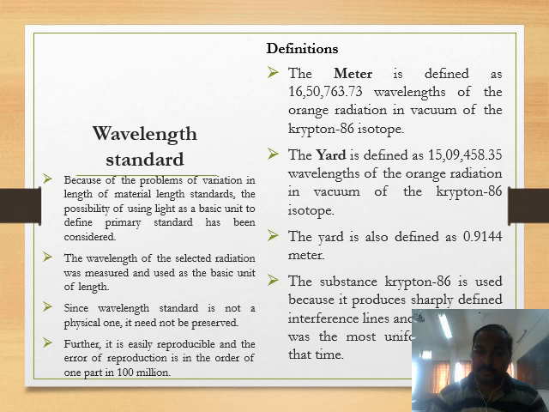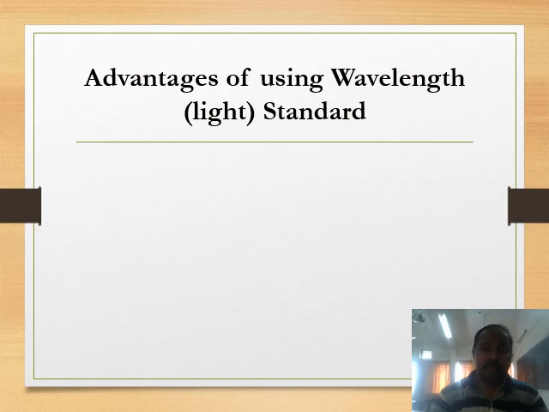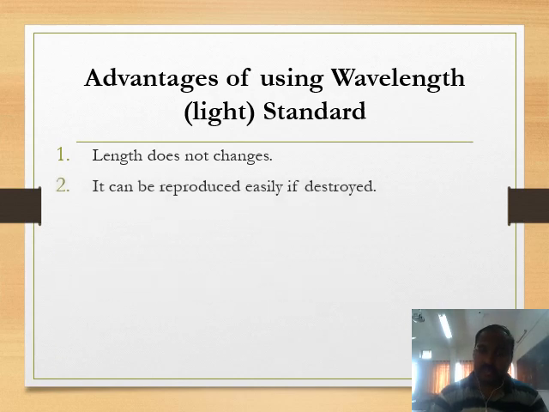The substance krypton 86 is used because it produces highly sharp, well-defined interference lines, and it gives almost the most uniform light throughout. Advantages of using a wavelength standard: the length does not change, and it can be easily reproduced even if it is destroyed. Let me say a source of krypton 86 is destroyed, a new source with the krypton 86 isotope can be used for the wavelength standard.